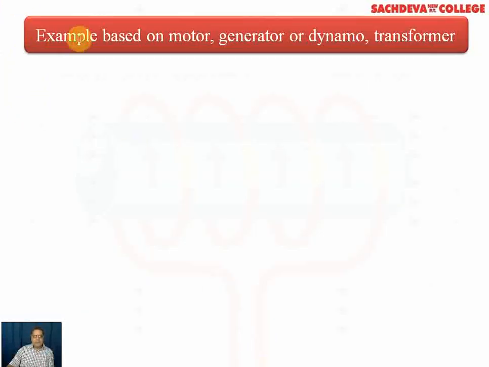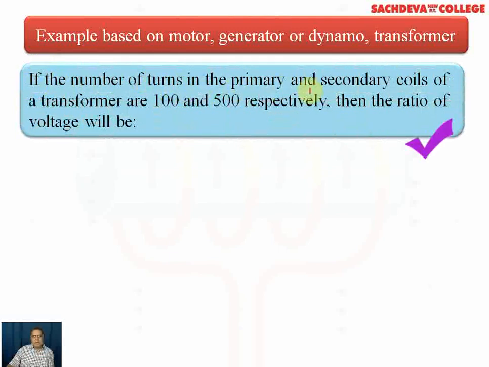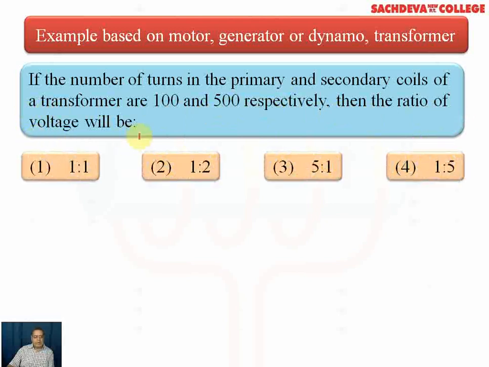Now, there are certain examples based on the motor, the generator or the dynamo, and the transformer. All of these devices work on the phenomenon of electromagnetic induction. They obey Lenz's law as well as Faraday's laws. If the number of turns in the primary and secondary coils are given as 100 and 500 respectively, then what is the ratio of the voltages? We are provided with 4 options: 1:1, 1:2, 5:1, and 1:5.